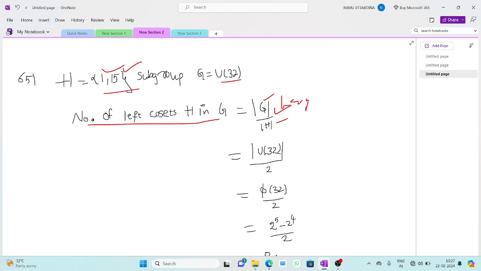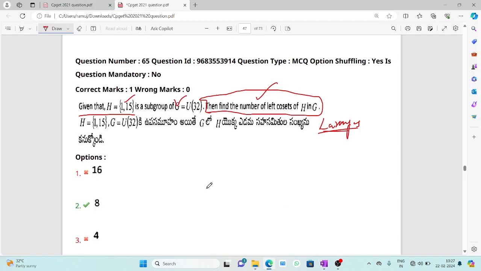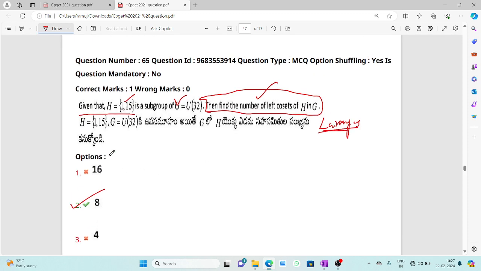The order of U(32) can be written as phi(32), the number of elements in U(32). The order of H is 2, so I write phi(32) divided by 2. If we simplify phi(32), we get 2 power 5 minus 2 power 4, divided by 2. Simplifying this, we get 8 as the answer. So 8 is the correct option for this question. I hope you can understand this one.